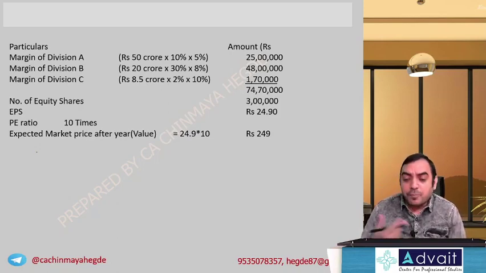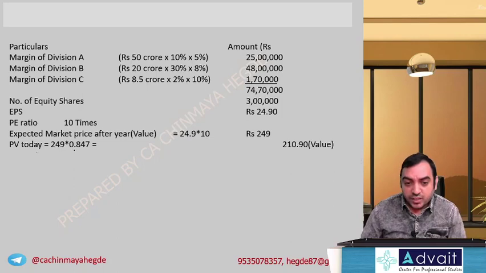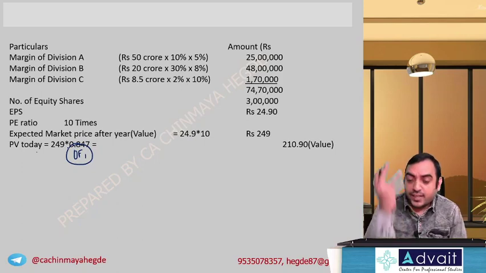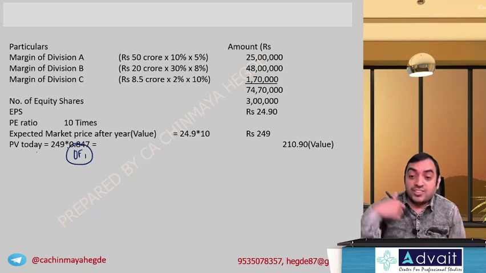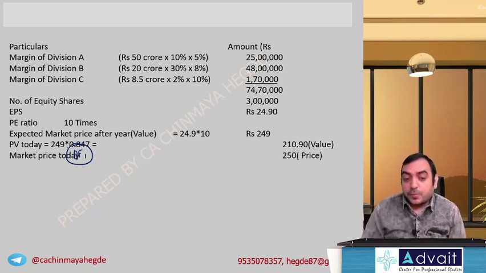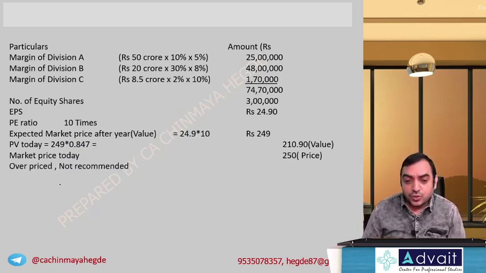We just need to apply first year discounting factor, divide by 1 plus R. Discounting factor for first year 0.847 given in the problem into 249 to get 210.9. This is the value based on projections. But what is the market price today given in the problem? 250. Price is high. When the price is high, we usually don't recommend to buy. So overpriced, so not recommended for investment purpose at this price. Please write down.